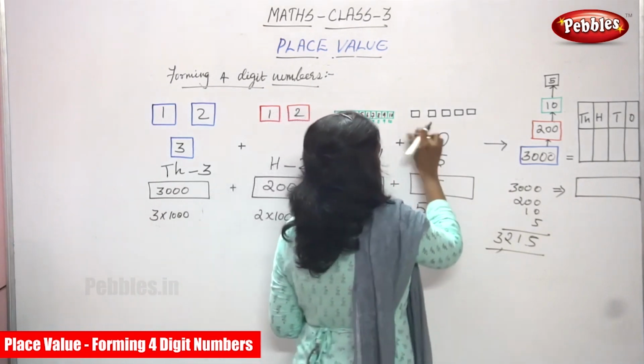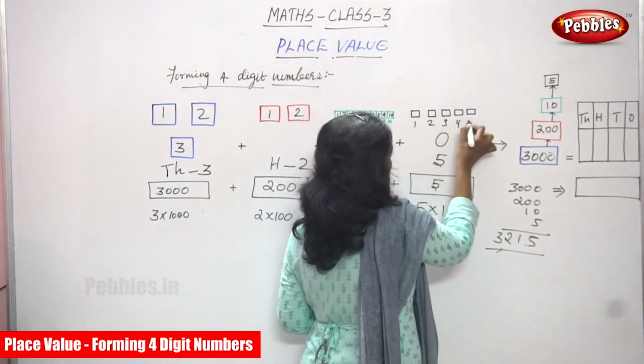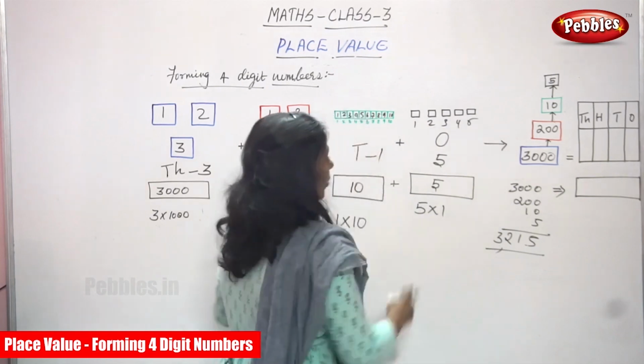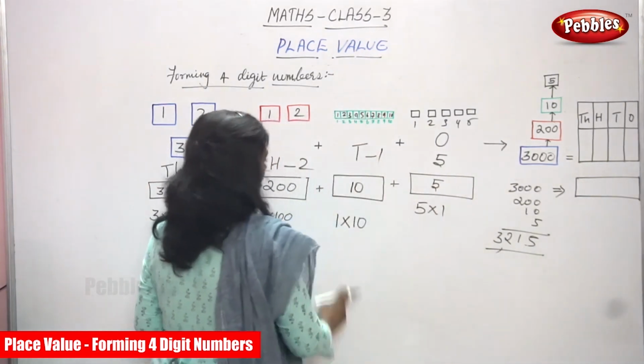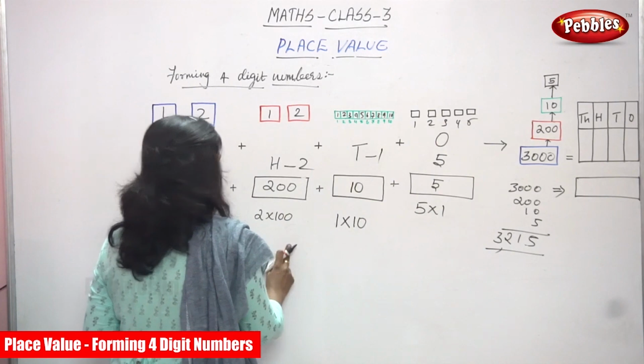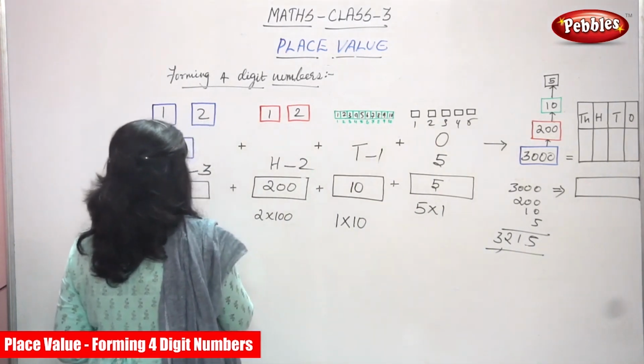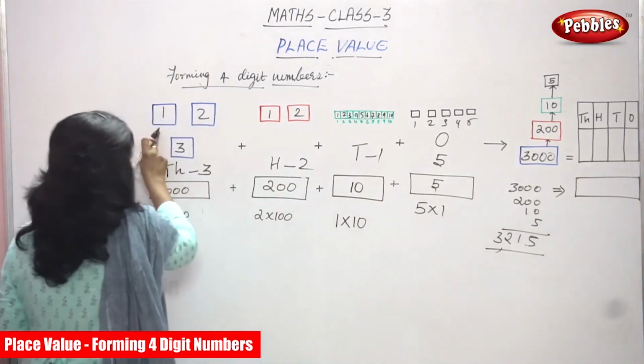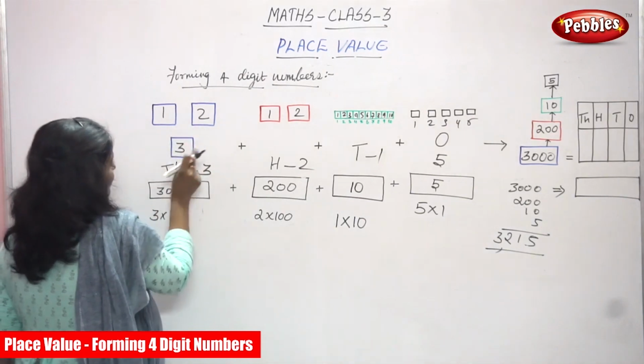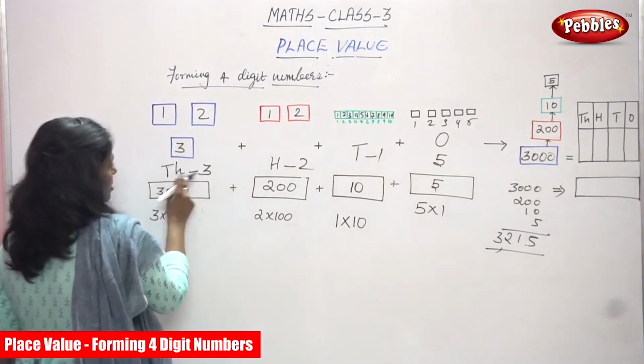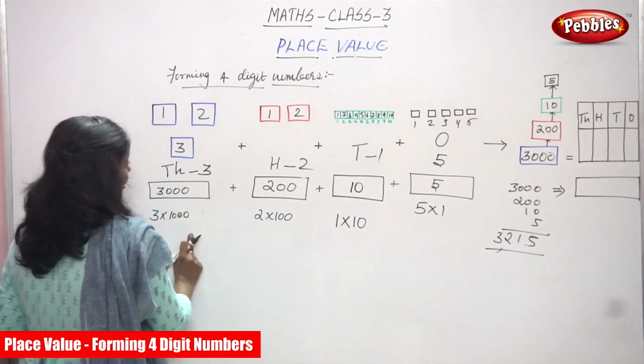And how many ones? 1, 2, 3, 4, 5. That is 5 ones, that is 5 into 1. And how many hundreds? 2 hundreds. How many thousands? 3000. Each square is considered as 1000, so thousands means 3. That is 3000, 3 into 1000.